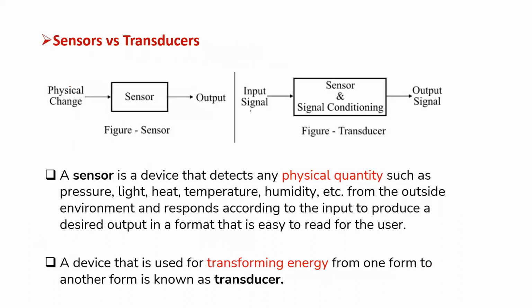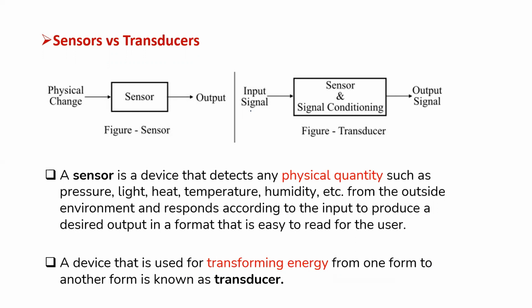And the next thing I mentioned, sensors versus transducers. I have defined them here, so please go through these definitions. Basically, a sensor senses a physical quantity and converts it into some output, like an electrical output or any other kind of output, which can be modeled or handled further in the circuit. And a transducer is nothing but a combination of a sensor and signal conditioning.